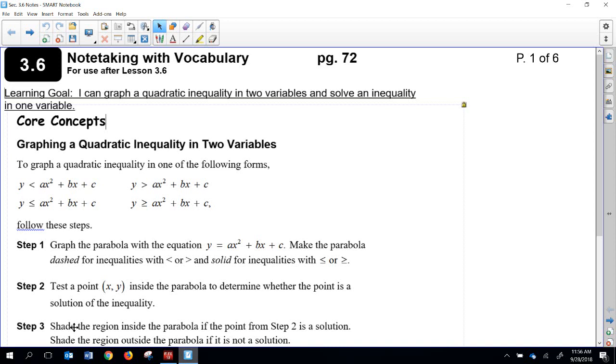Okay, so what we're going to be doing is, step one, we're going to graph the parabola. Make the parabola dashed for inequalities that are less than or greater than, and it's going to be solid for inequalities that are less than or equal to or greater than or equal to. The next thing we want to do is decide which way we're going to shade. Are we going to shade above for greater than, or below if it's less than? And then we're going to actually do the shading. So it's just a three-step process. Let's go ahead and take a look at some examples.